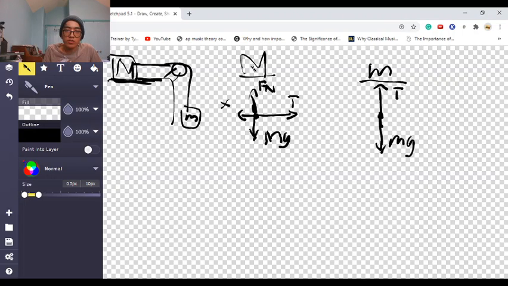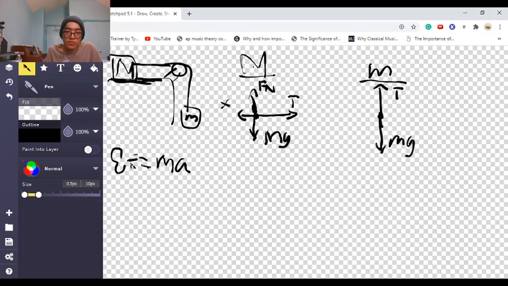Now, let's do this. For the capital M, the only direction it is really accelerating in is the x direction, or the horizontal direction. The only forces contributing to that are tension to the right and friction to the left. So first of all, we have to state that there is a net force in the x direction in the case of big M.